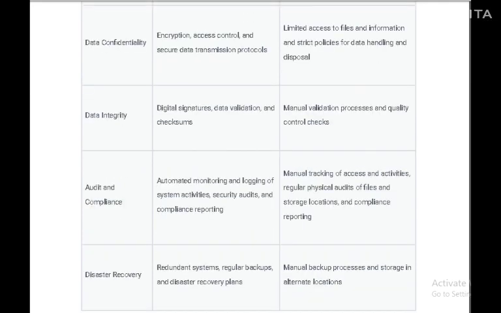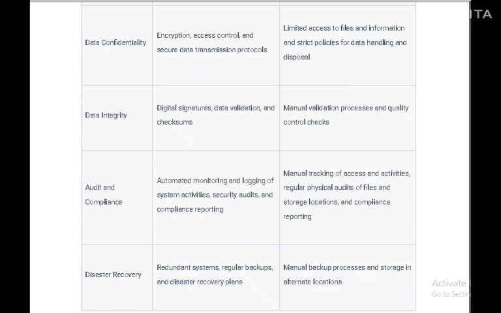And third, later we can differentiate both on the basis of data confidentiality. We can provide confidentiality in a computer-based system by using encryption mechanisms, access control, and secure data transmission protocols. In a manual-based system, there is only one way: to apply strict policies of data handling and disposal for maintaining the confidentiality of the system.